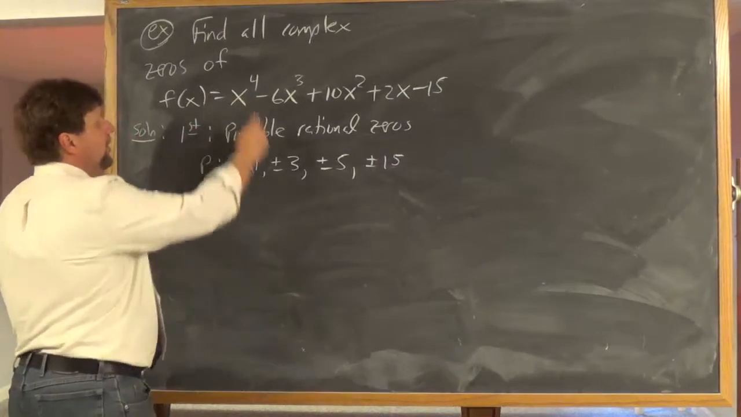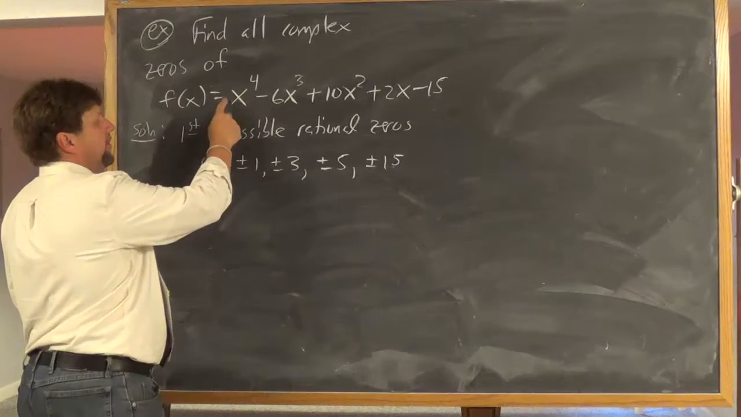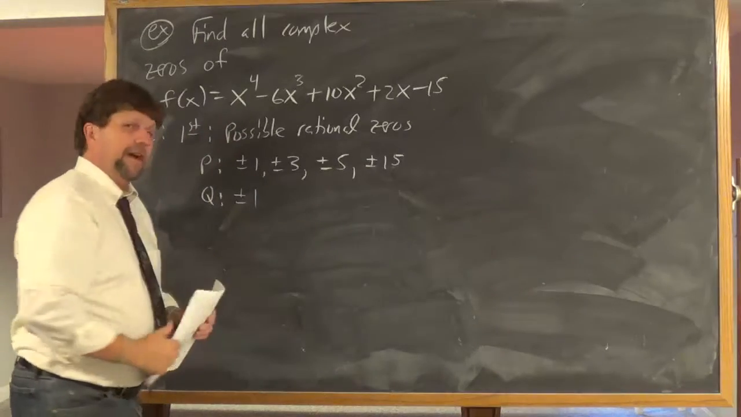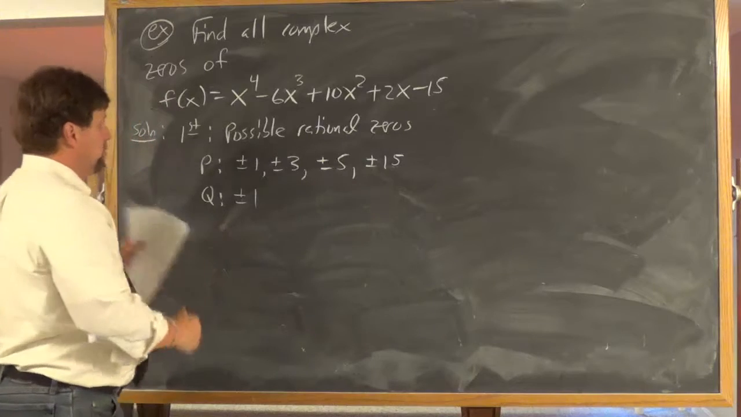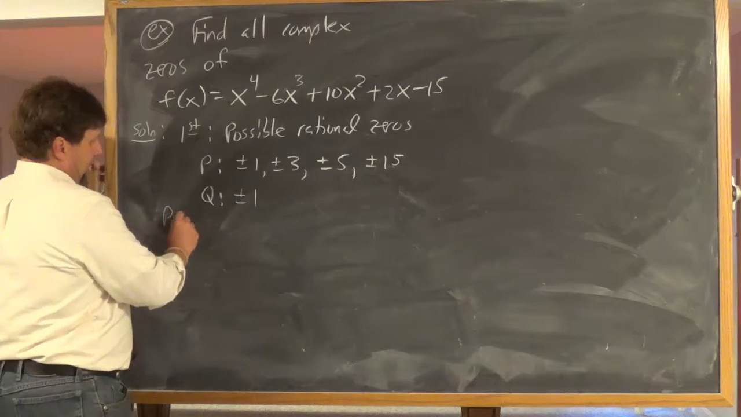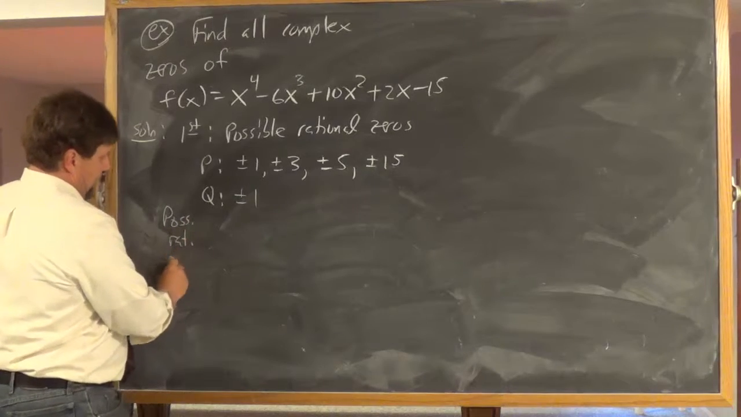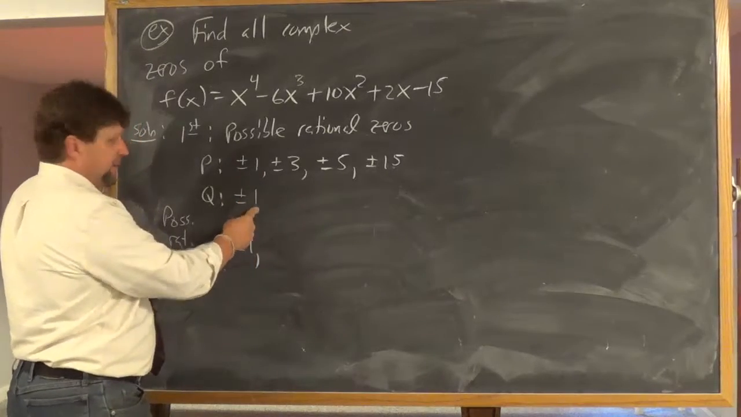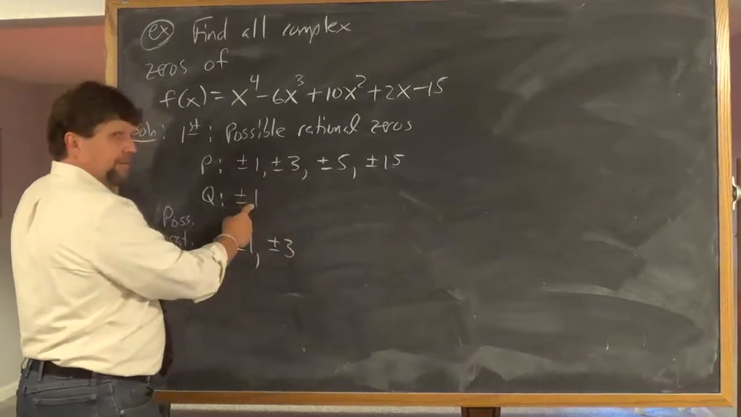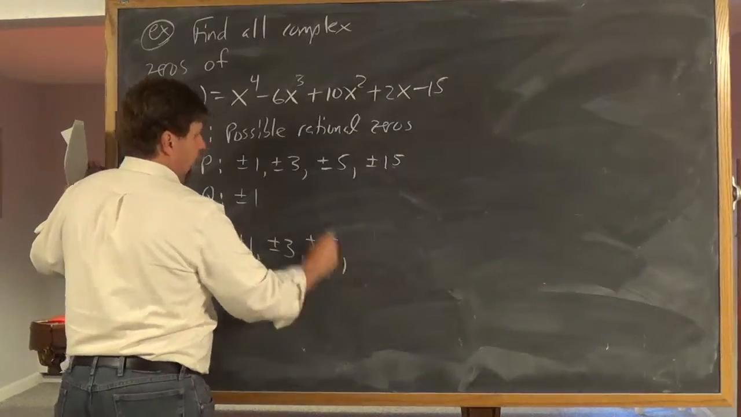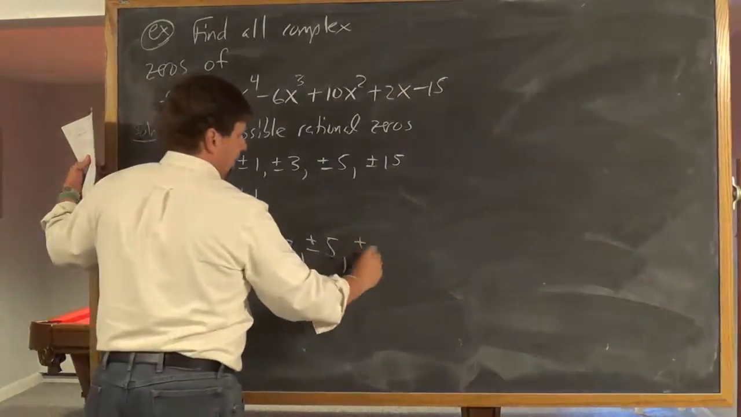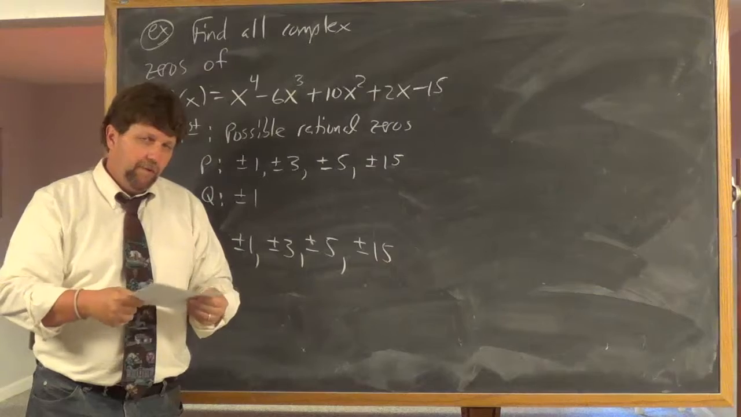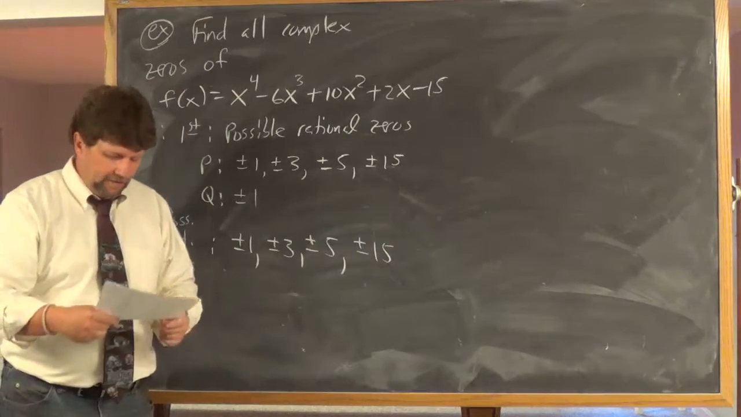The factors of Q, well, that's going to be pretty friendly. Factors of Q, those are the factors of the leading coefficient. The leading coefficient is 1. So that's it for the factors of Q. So the possible rational zeros are plus or minus 1 over plus or minus 1, plus or minus 3 over plus or minus 1, plus or minus 5 over plus or minus 1, and plus or minus 15 over plus or minus 1. So right now we have our list of possible rational zeros.